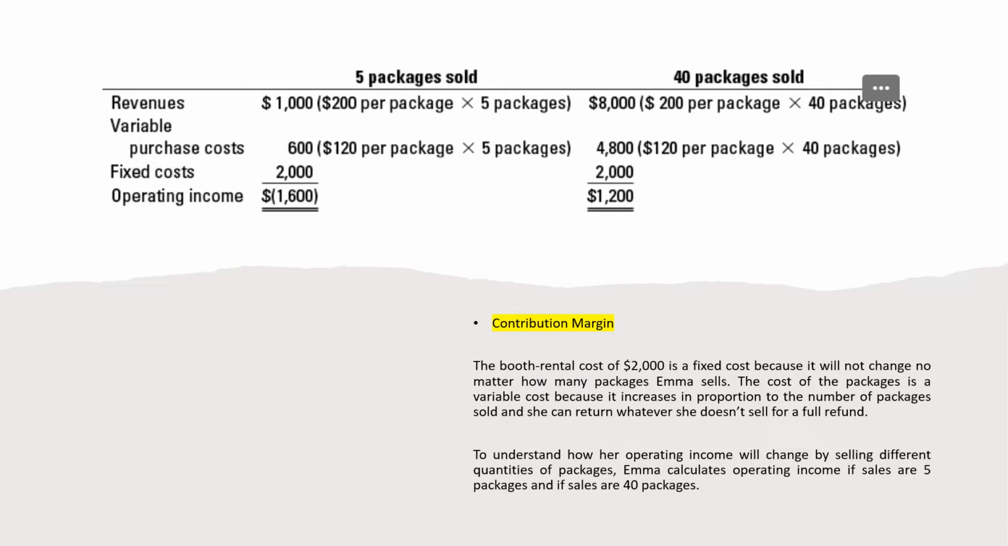So sorry about that. To understand how her operating income will change by selling different quantities of packages, Emma calculates operating income if sales are 5 packages and if sales are 40 packages. Right here we've got her revenues, her variable purchase costs, her fixed costs, and her operating income. We have 5 packages here, and then 40 packages. That's how she came up with those numbers, so take a look at that.